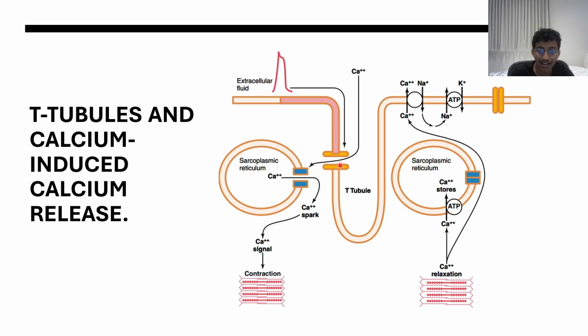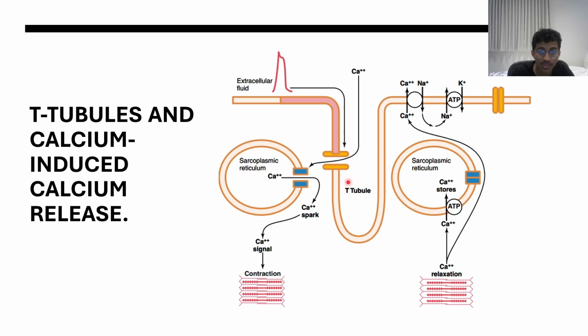So, calcium ions that enter from outside of the cell activate these calcium channels, which allow calcium to escape into the cytoplasm, and calcium of course binds to troponin C and causes contraction. Okay, so this is the important process of calcium-induced calcium release. It's a very simple process.